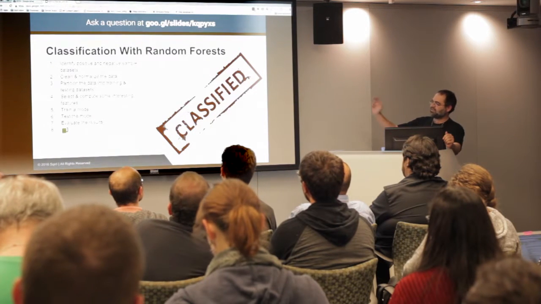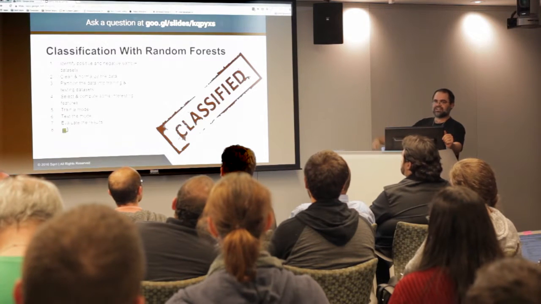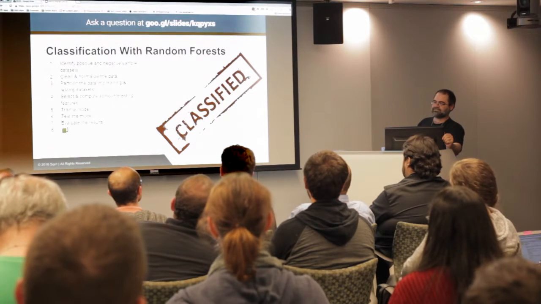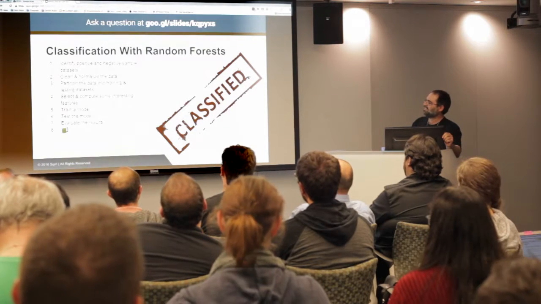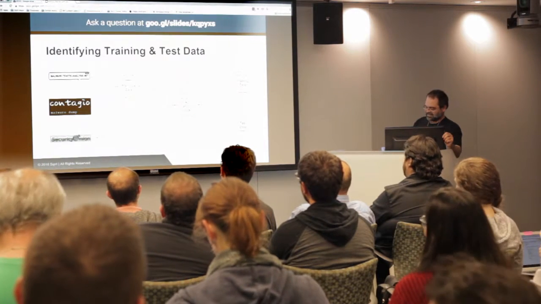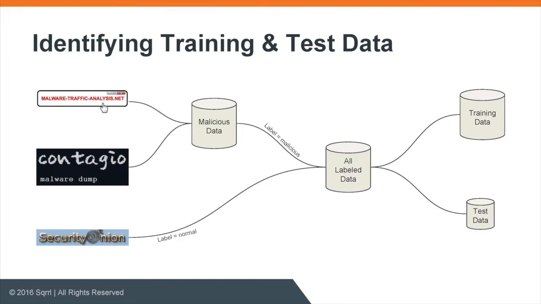So train the model, one line of Python. Test the model, one line of Python. Evaluate the results, one line of Python. Drink beer, maybe one line of Python becomes three or four. And then you're done. And you can go use that trained model on real data and start classifying things.